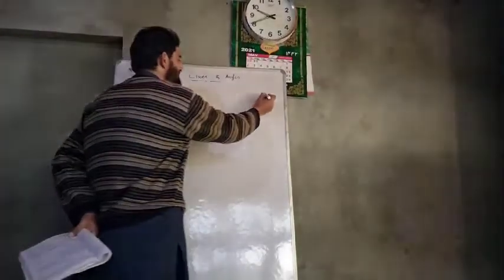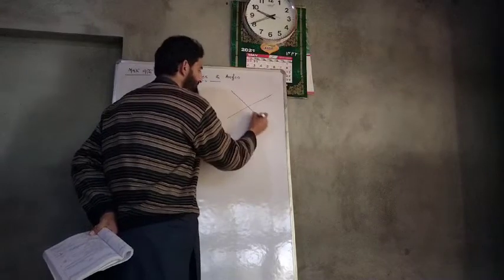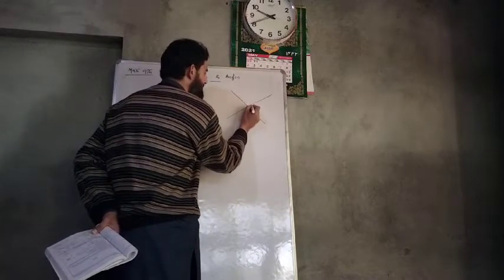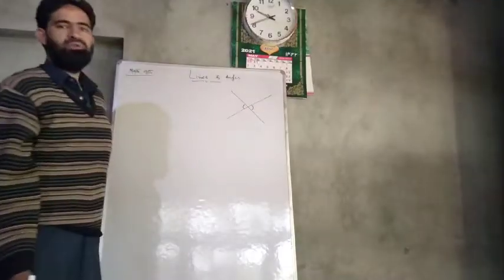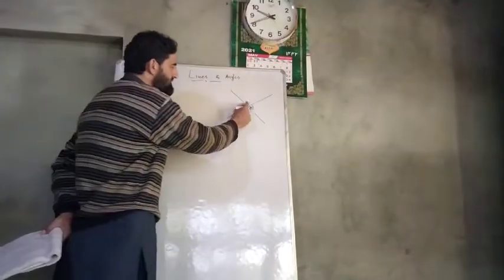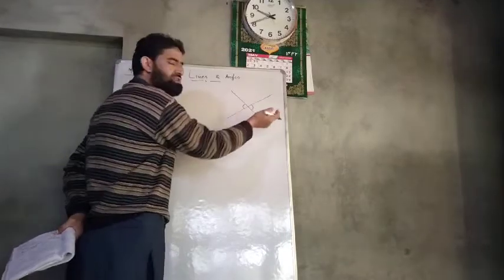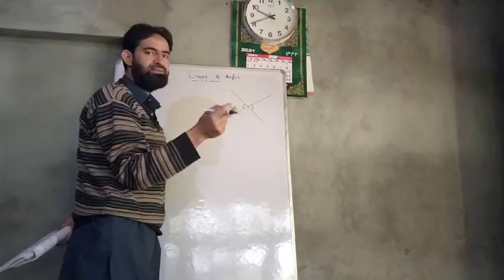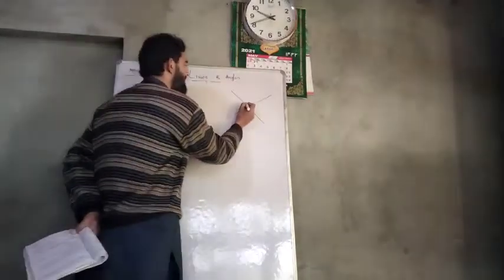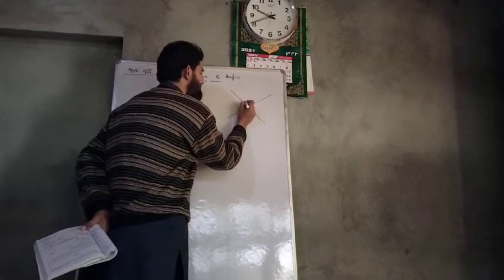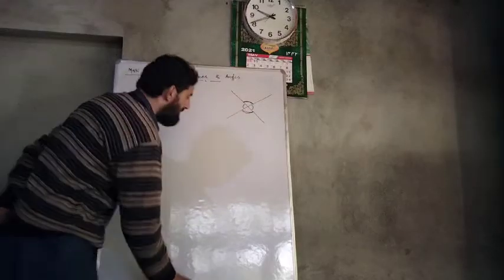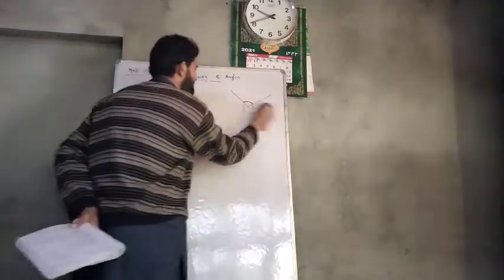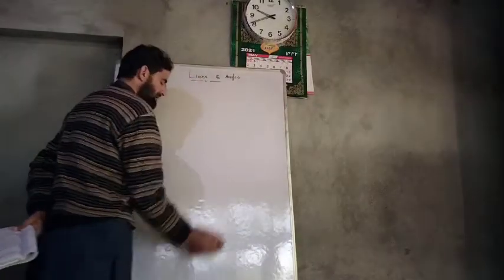What are vertically opposite angles? When two lines intersect each other at a point, these angles are called vertically opposite angles. The angles which are formed at the same point but opposite each other are called vertically opposite angles, and they are always equal. We proved in the last class that vertically opposite angles are equal. Now some applications of this theorem.